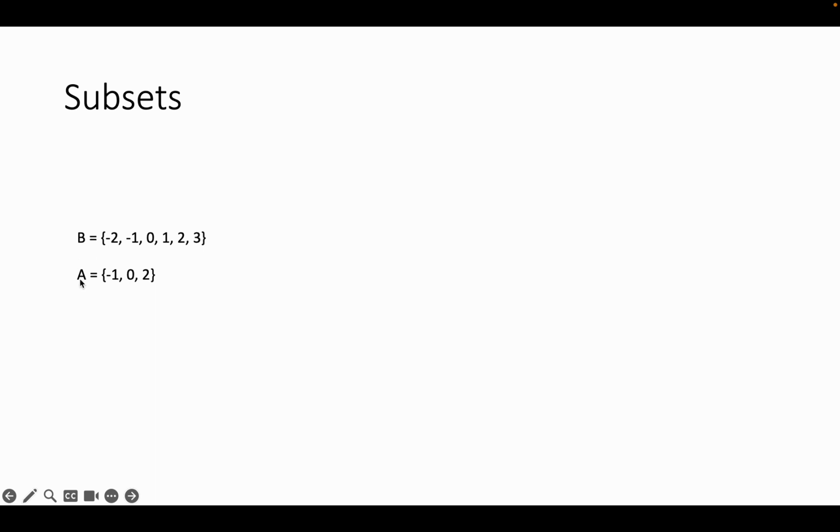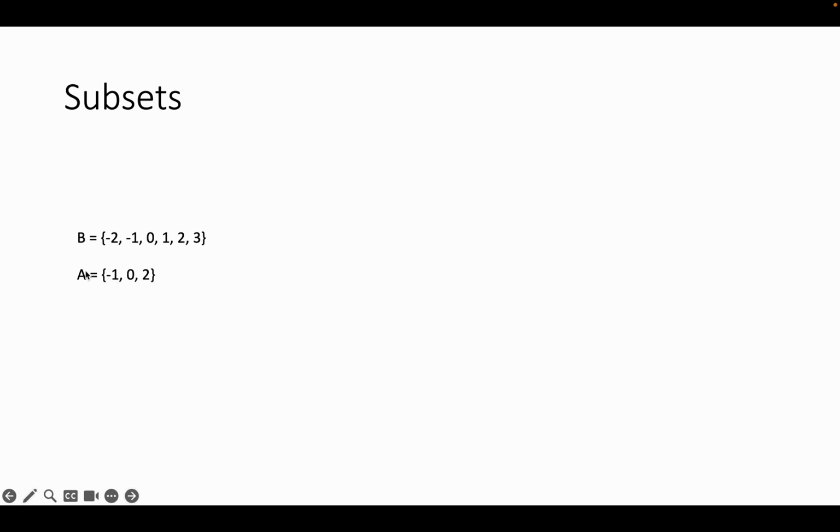Now, check out A. Set A has -1, 0, and 2. Notice that 1 is not a part of this set. And no number that is higher than 2, and no number that is less than -1, is part of it. Just these three numbers make up the set.